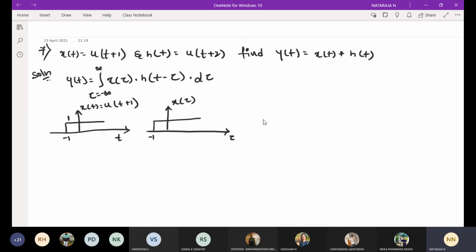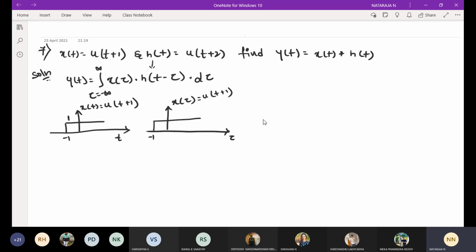The same signal starts at minus 1. This is in terms of tau, the same signal u of t plus 1 only. Next, by making use of x of t, we already got x of tau. Now I need to find h of t minus tau. I have h of t, and by making use of h of t, I need to find h of t minus tau.